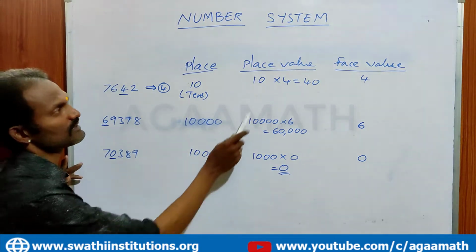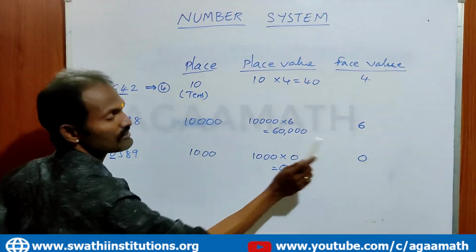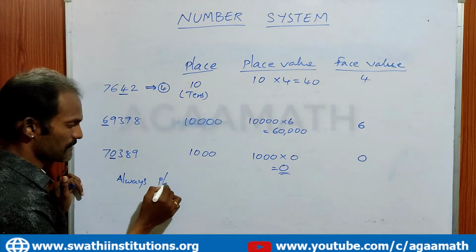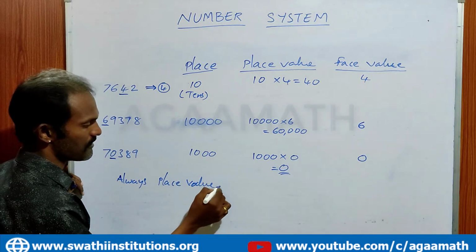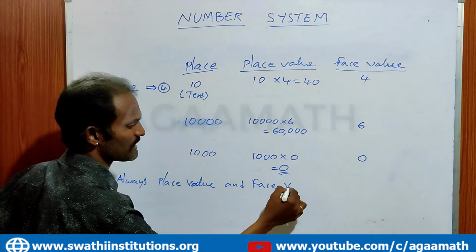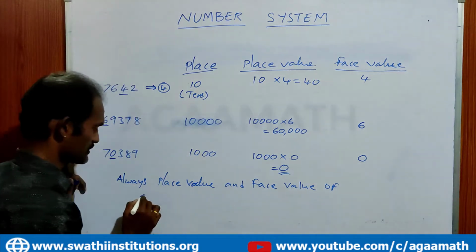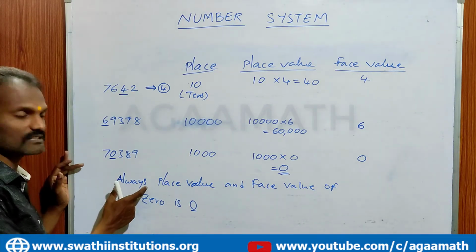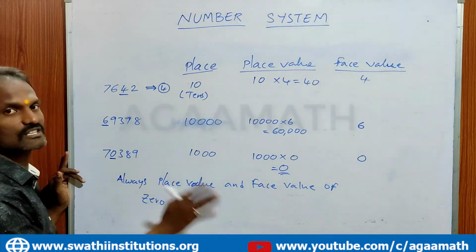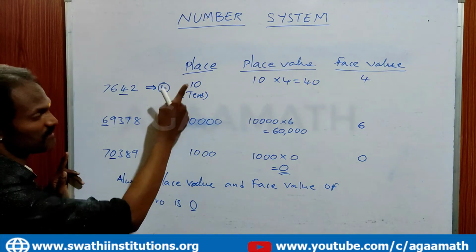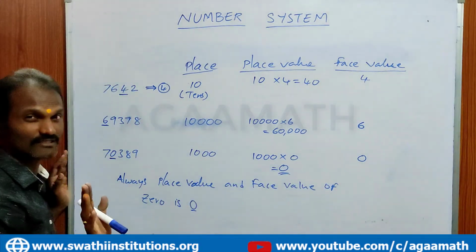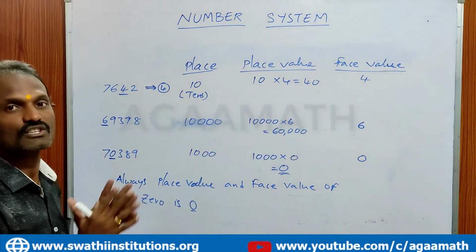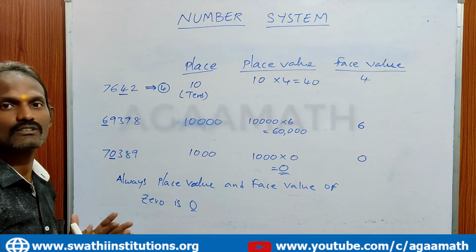You observe one thing here. The place value of 0 is 0 and the face value is also 0. So remember always, the place value of 0 is 0 only. We have to remember always, the place value and face value of 0 is 0 itself. Wherever the 0 lies, the place may be different, but the place value and face value never change. So the digit whose place value and face value are always the same is 0.